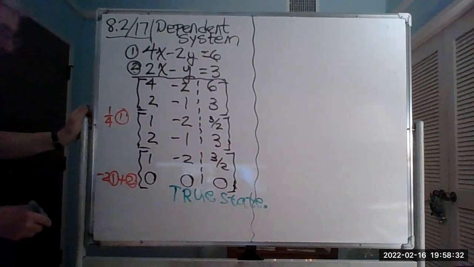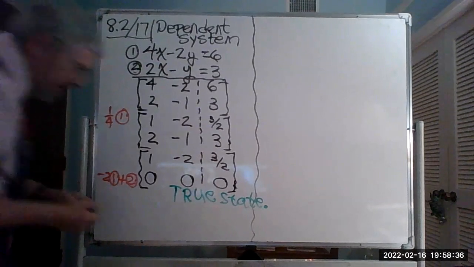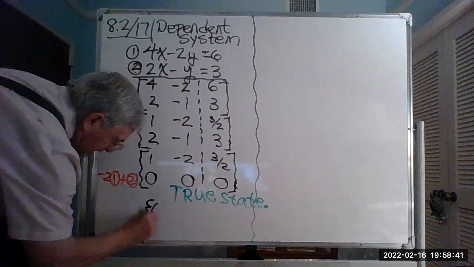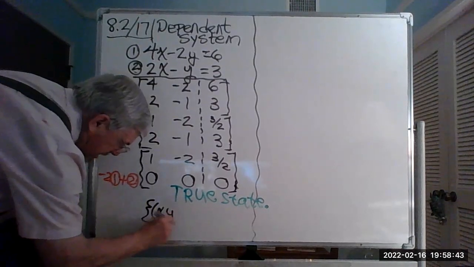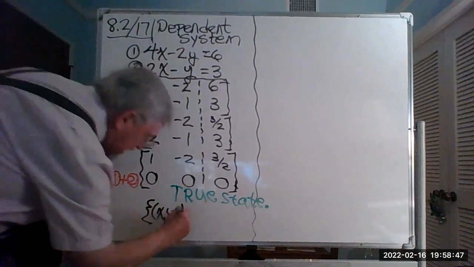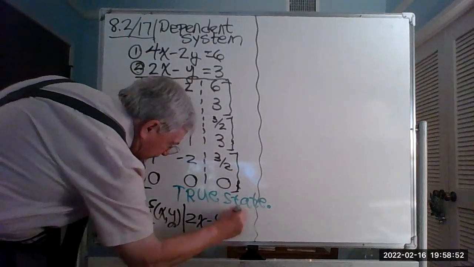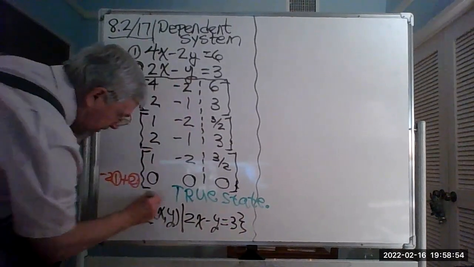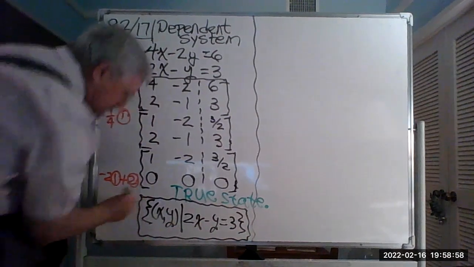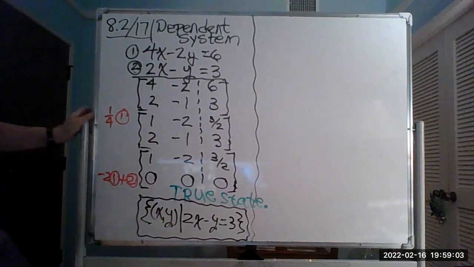A true statement. So the way we say the solution is, let me write it not in green because that's hard to see. We got the set of all x, y such that, and then I just write down one of my original equations, 2x minus y equals 3. And there's my solution in set builder notation. That means anything that satisfies this equation satisfies the system.